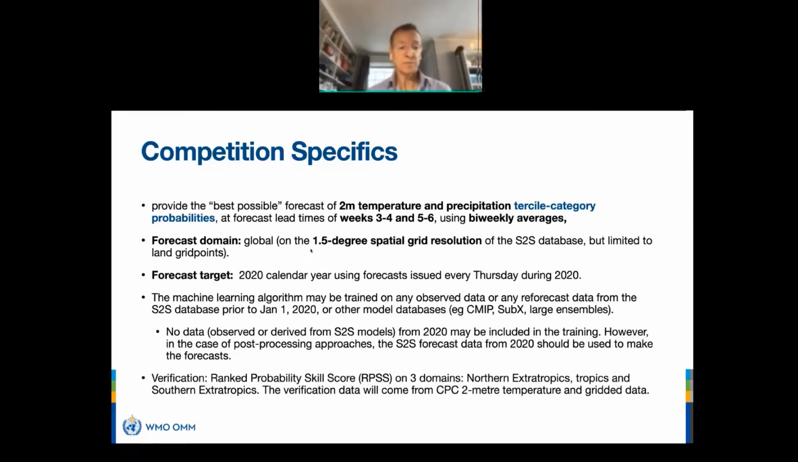In terms of the verification, that will be in terms of rank probability skill score on 3 domains: northern extratropics, tropics, and southern extratropics. And the verification data will come from CPC 2-meter temperature and precip gridded data.